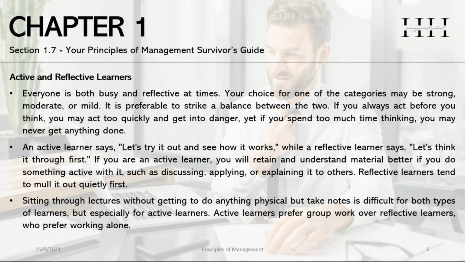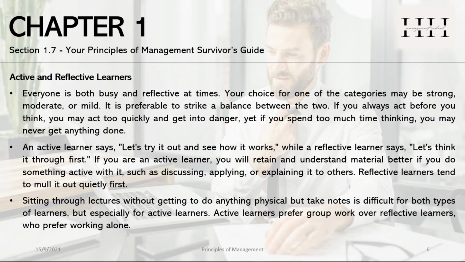Active and reflective learners. Everyone is both active and reflective at times. Your choice for one of the categories may be strong, moderate, or mild. It is preferable to strike a balance between the two. If you always act before you think, you may act too quickly and get into danger, yet if you spend too much time thinking, you may never get anything done.